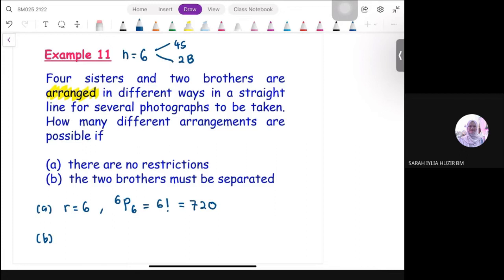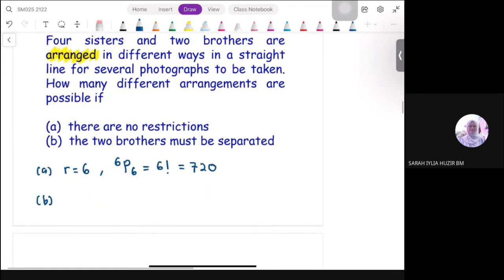Okay, altogether we have 4 sisters. So saya susun ada 4 tempat yang sister boleh duduk. Saya namakanlah sister 1, sister 2, sister 3, sister number 4. Okay, so if we have 4 different sisters, we can rearrange them between these places. So our calculation would be 4P4. Or you can use 4 factorial, the same thing. Okay. Alright, so ada 4 sister, saya boleh rearrange.